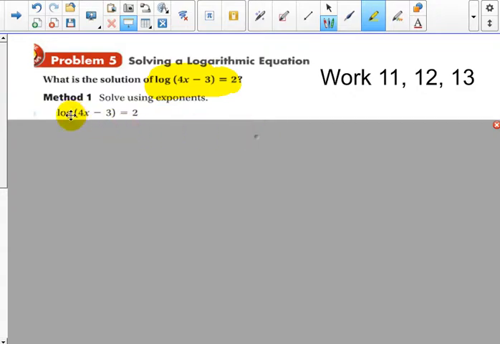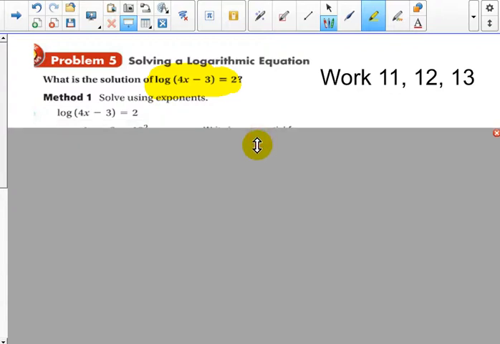You've got log of 4x minus 3 equal 2. Does that look like the logarithmic form or the exponential form? Which one is it? Thumbs up if you think it's logarithmic, thumbs down if you think it's exponential. Okay, there we go. All thumbs say logarithmic form, and you're correct.